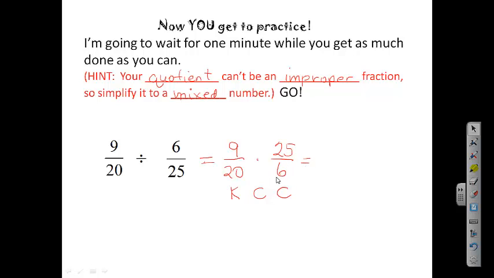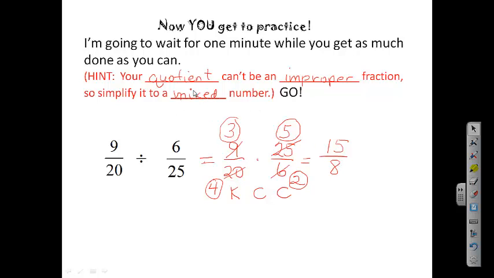Okay, cross simplifying. Is there anything that goes into both 20 and 25? That's right, 5 goes into both of those. 5 goes into 20 4 times. 5 goes into 25 5 times. Okay, what about 6 and 9? Is there anything we can simplify there? Yep, that's right. 3 goes into both of them. 3 goes into 6 2 times, and 3 goes into 9 3 times. So that leaves us with top times top is 15, and bottom times bottom, 4 times 2 is 8.